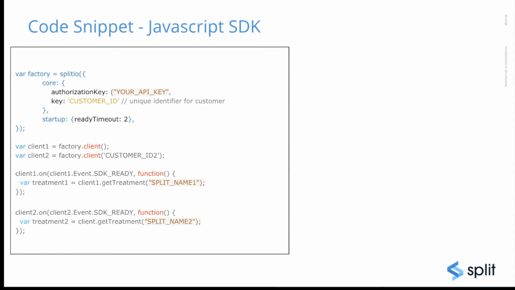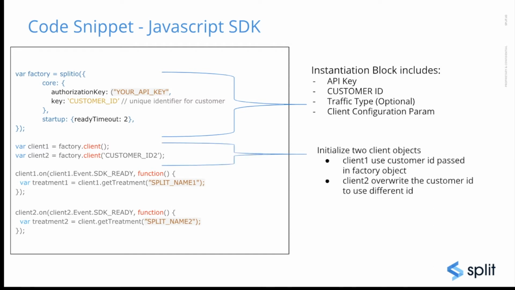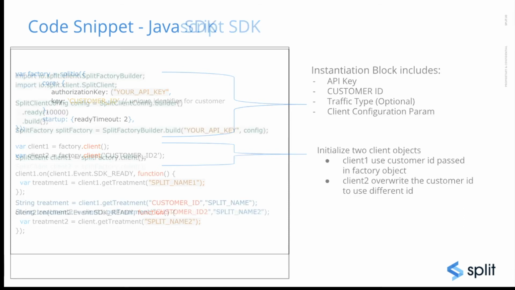Here's a code snippet for the JavaScript SDK. As we can see, first we initialize the factory using our first customer ID. Then we create our first client object straight from the factory. For the second client object, we pass the second customer ID. So that's a way of using multiple clients initialized from the same factory object.